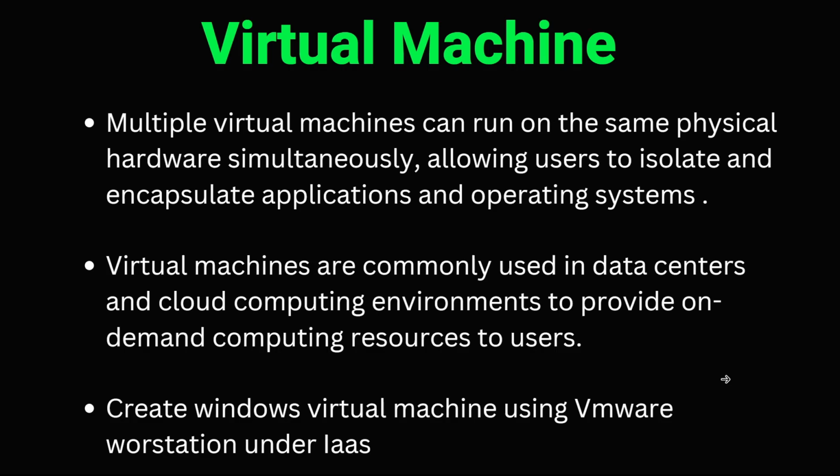Multiple virtual machines can run on the same physical hardware simultaneously, allowing users to isolate and encapsulate applications and operating systems. Virtual machines are commonly used in data centers and cloud computing environments to provide on-demand computing resources to users. Now we will create a Windows virtual machine using VMware Workstation under IaaS, that is Infrastructure as a Service.